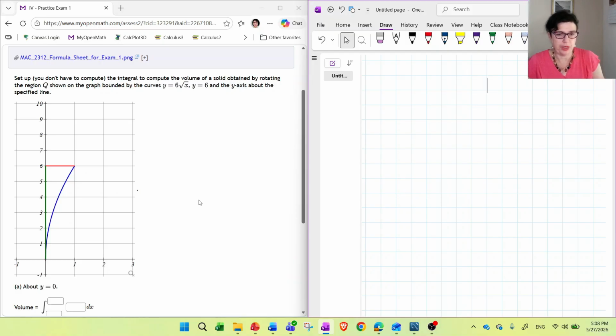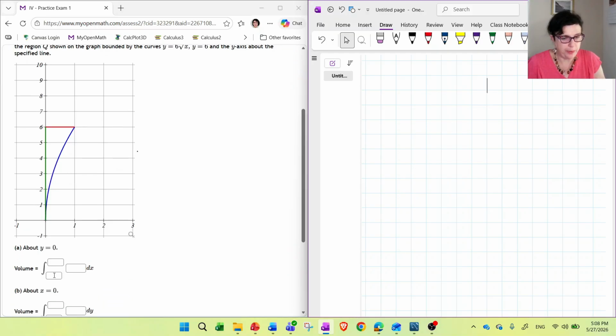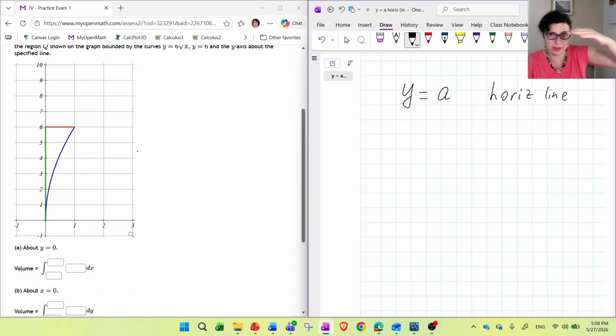Okay, the first thing I want you to remember is that every time you are integrating with respect to x, your limits will be the x limits, right? And how do I know if it's going to be with respect to x? If it's a horizontal line. Remember equations like y equals a number: that's a horizontal line because y is fixed and x is anything. In this case, you're going to look for x limits.